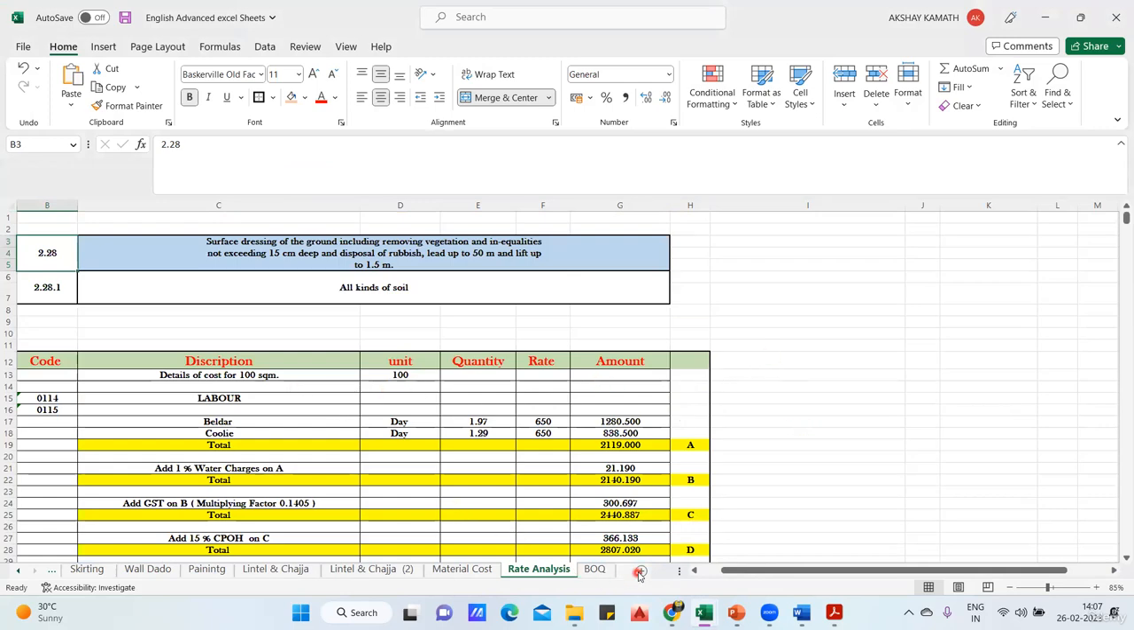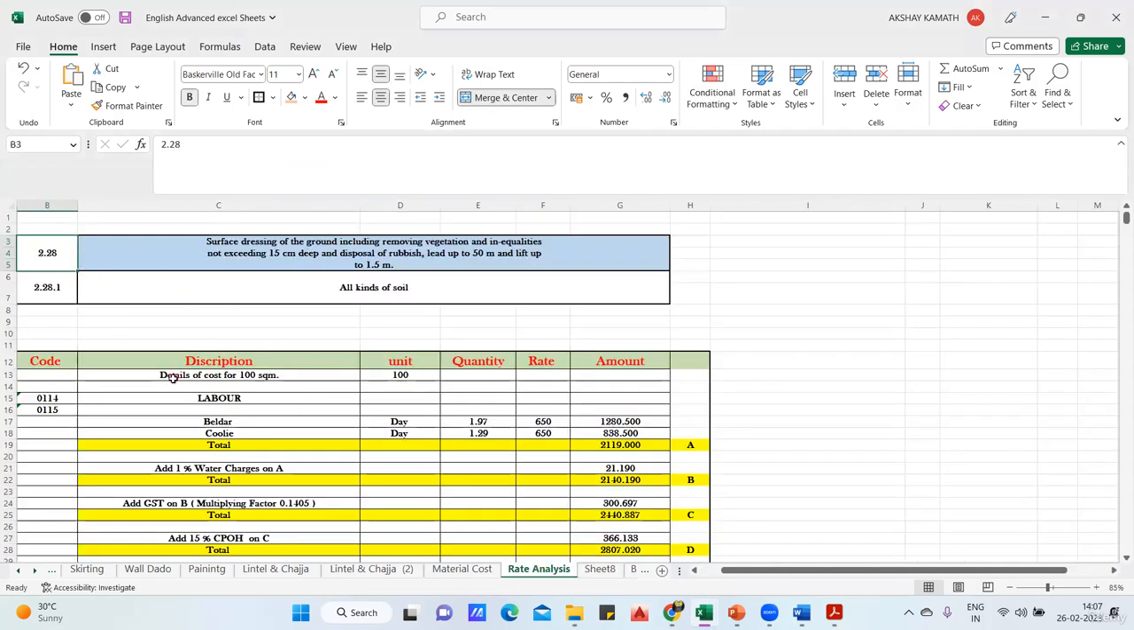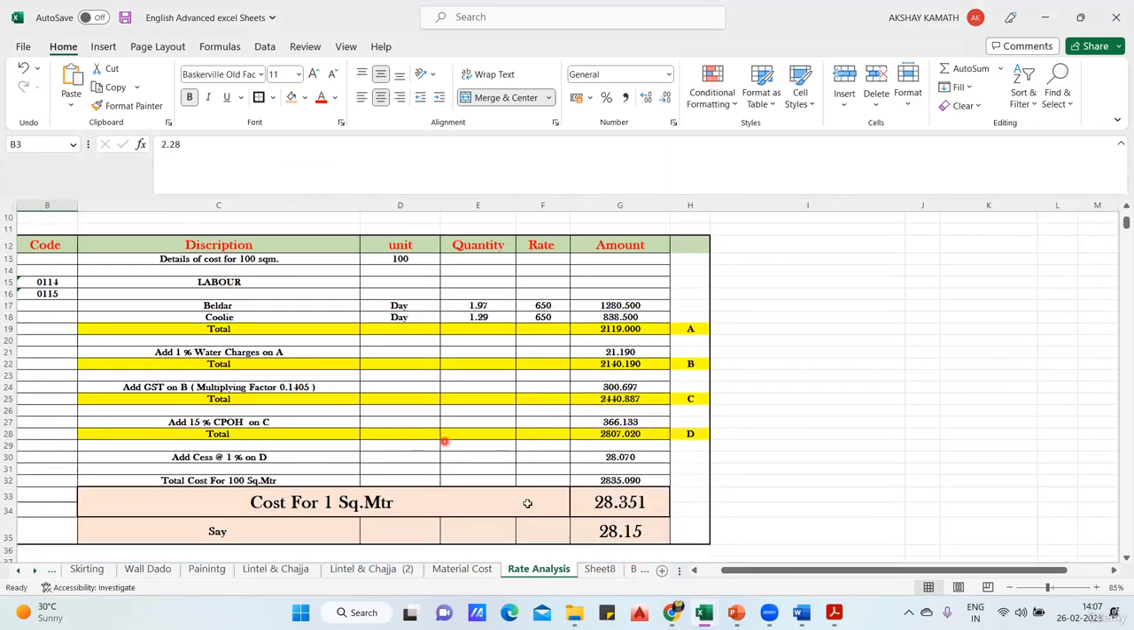If you're interested in preparing the Excel sheet, go to a new sheet and write all these things: code, description, unit, quantity, rate and amount. In this way you have to write. Since it will take a long time, you don't have to create it, I'll upload this Excel sheet. One thing you remember: in the code it is 0114, 0115, but when you write 0115 in the Excel sheet, it will take 115. I wrote 0114, but Excel will take it as 114.